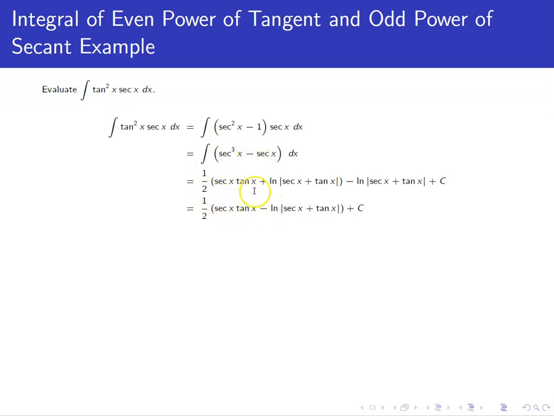That's going to be 1/2 secant x tangent x plus natural log of secant x plus tangent x. The antiderivative for secant x is just minus natural log of secant x plus tangent x, and then plus a c on the end. And the last bit of this is just a little bit of housekeeping, combining the natural log pieces that we have. So we get a final answer of 1/2 secant x tangent x minus natural log of secant x plus tangent x plus a constant.